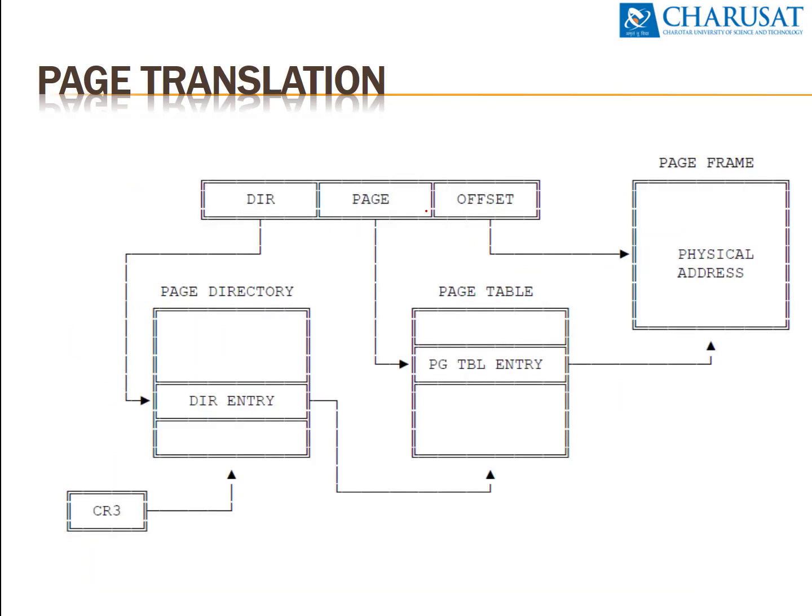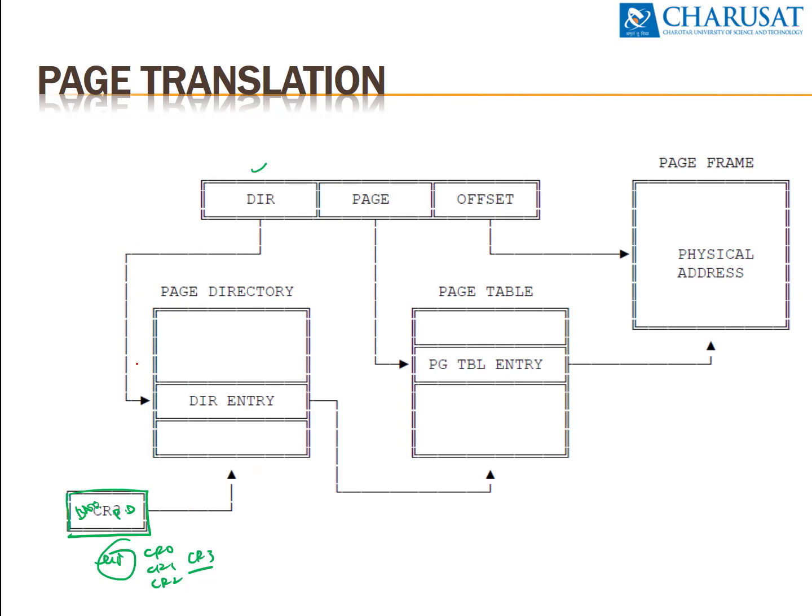This is the page translation view. This is similar to segmentation mapping. These 10 bits indicate the index into a page directory. The page directory is a single one per operating system, and the base address of the page directory is pointed to by the CR3 register. There are 4 registers available in the 80386 microprocessor: CR0, CR1, CR2, and CR3. CR means control register. Control register 3 is available in the microprocessor and contains the base address of the page directory.